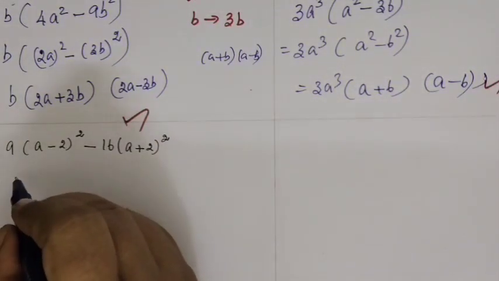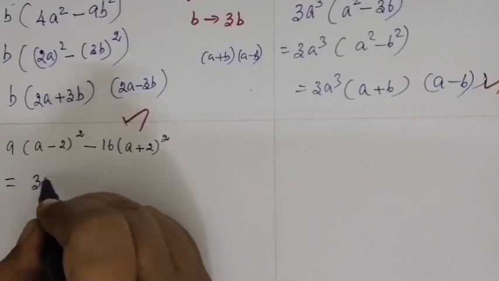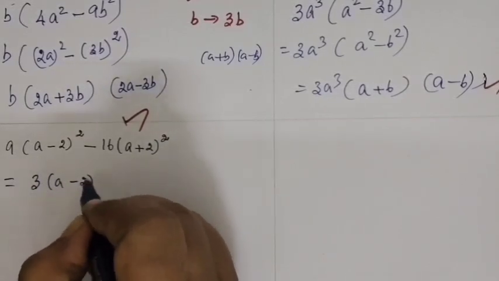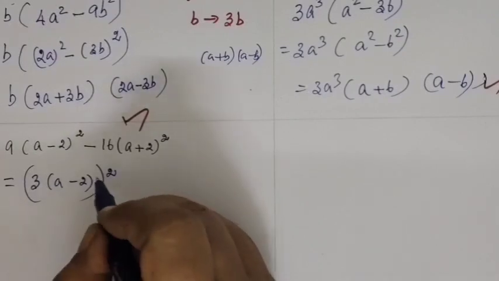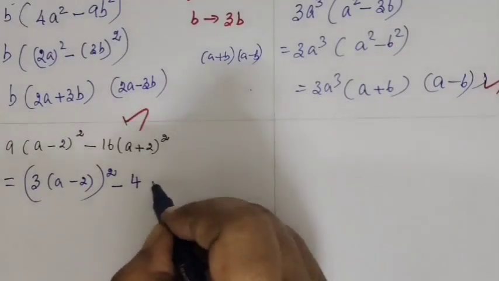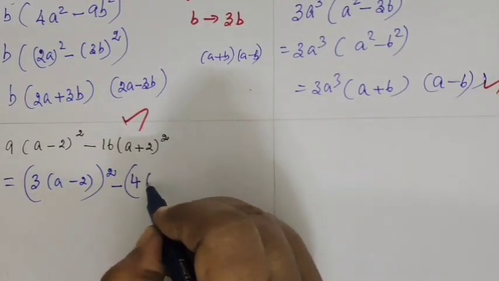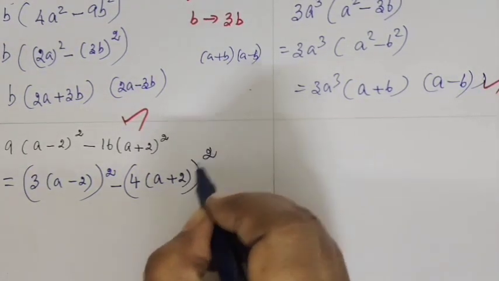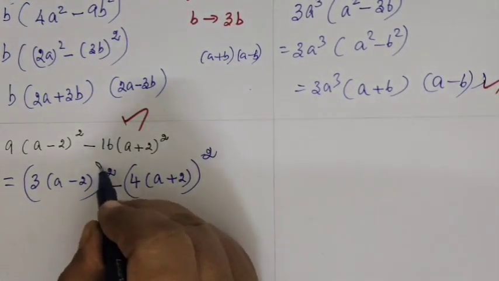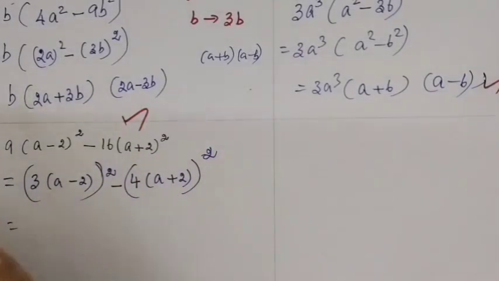So now question number 9 is equal to 3 bracket a minus 2 whole squared, because 9 can be written as 3 squared, then minus 4 bracket a plus 2 the whole square. The whole square should come outside. So this is of the form a squared minus b squared.